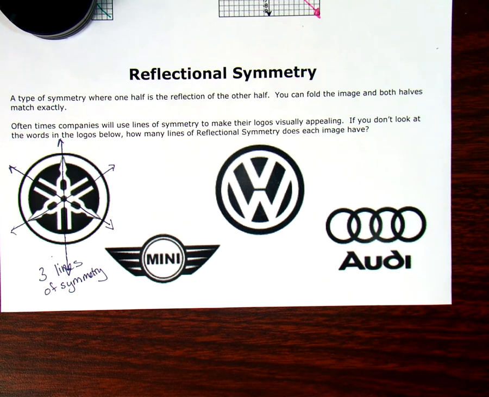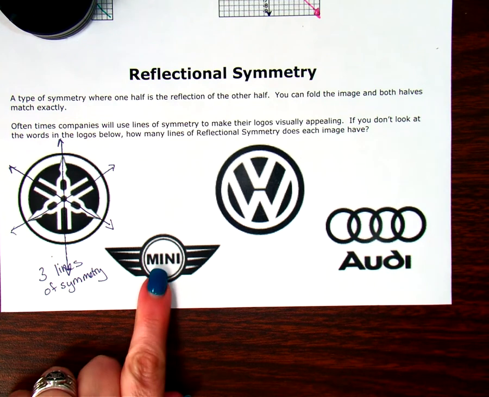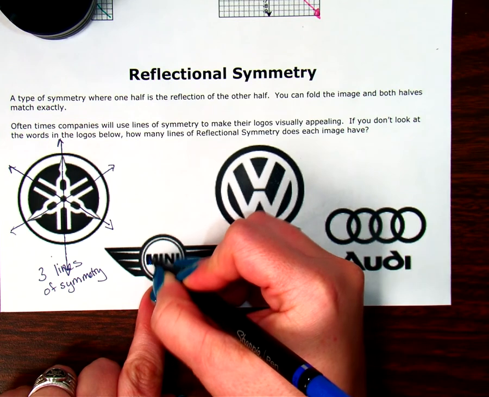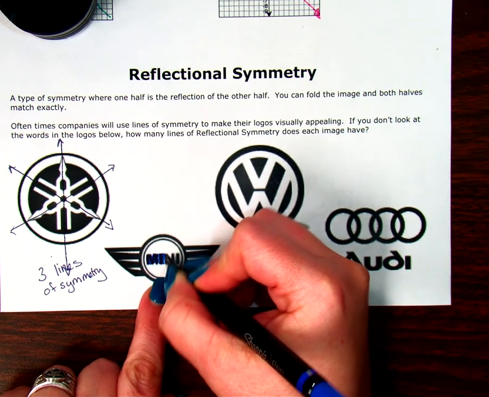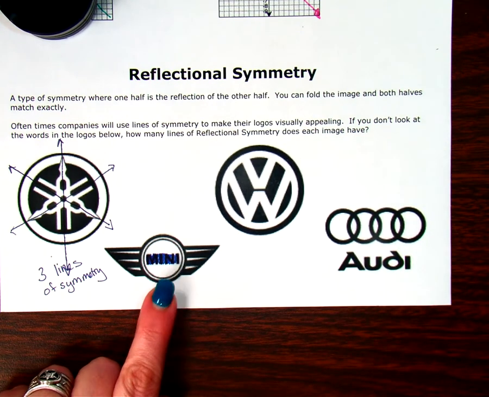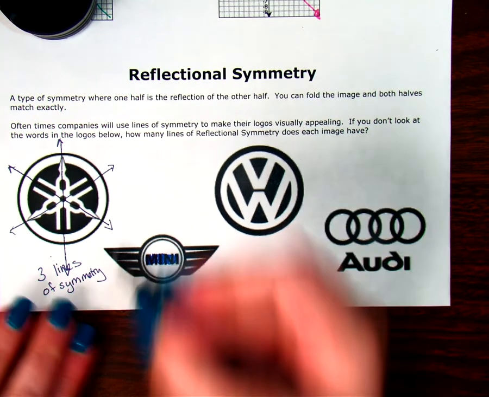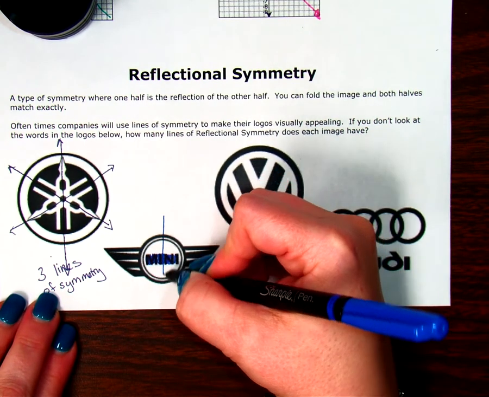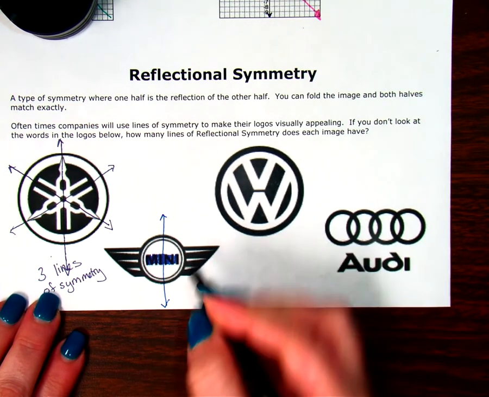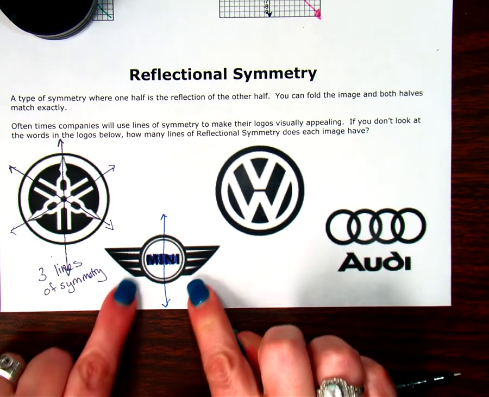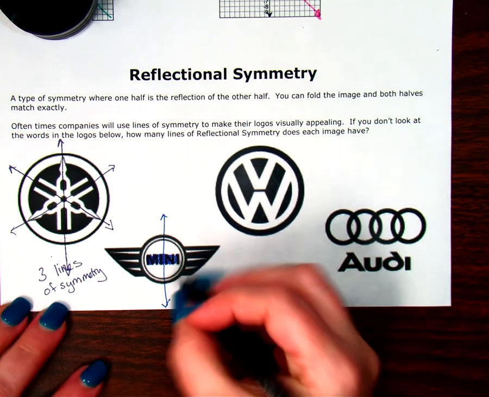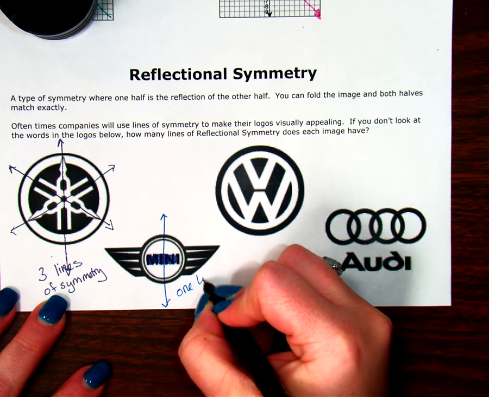Okay, we'll look at this one next here, the mini one. Now the mini one, if I ignore this part where I've got the words, pretend that part's not there. Okay, and I'm looking at just the silhouette of the logo, I can see that if I draw a vertical line through it, the left side and the right side are going to be exactly the same. Now, if I try to do that horizontally, it's not going to be the same because these 2 corners, when they fold up, aren't going to match with the outside, right? So this one only has 1 line of symmetry.